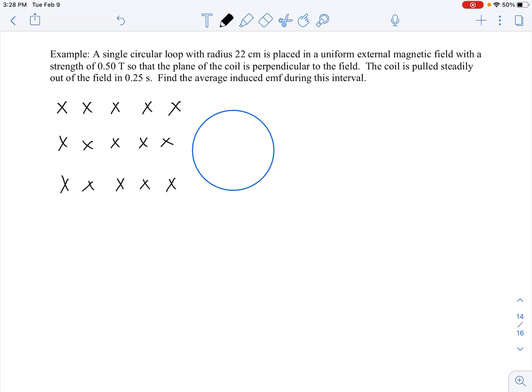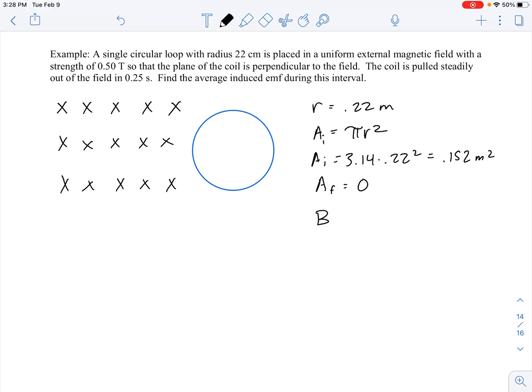So a couple things. Let's see. We've got the radius of the loop is 0.22 meters. So we can get the area of the loop is pi r squared, which is 3.14 times 0.22 squared. So that is 0.152 square meters. That's my initial area. And my final area is 0. My magnetic field strength is 0.50 Tesla. I guess I could think about it as changing the field strength or changing the area. I guess I'll think about it as changing the area.